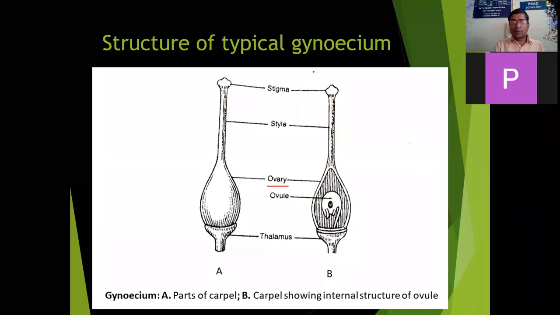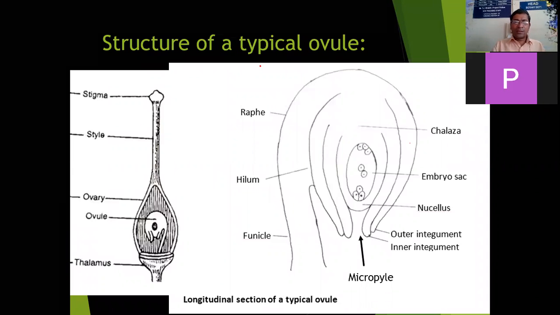Okay, now we will see what the ovule is. The ovule is present inside the ovary, and you know that in angiosperms, the ovules are enclosed in an ovary. So that is a very important structure of the angiosperm. And inside this ovary, the ovule is present. From this ovule, a seed will be developed later on. After the fertilization, a seed will be developed.